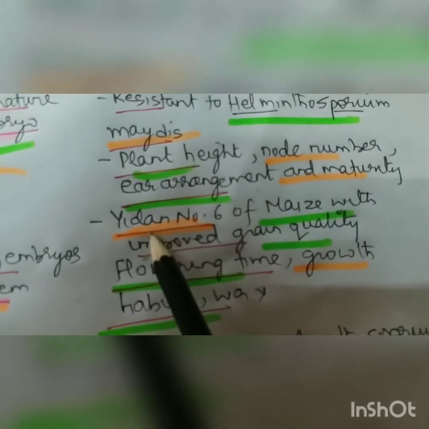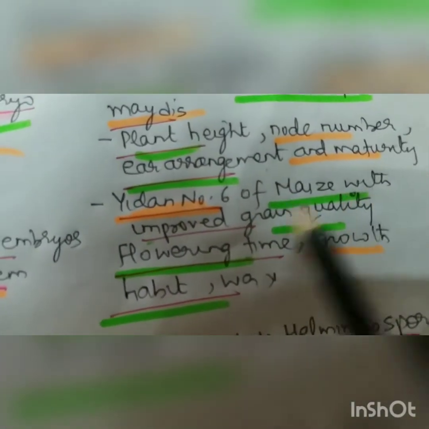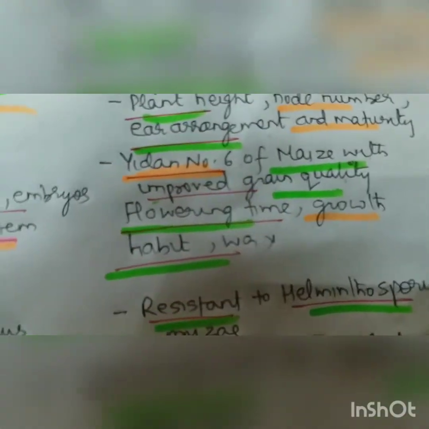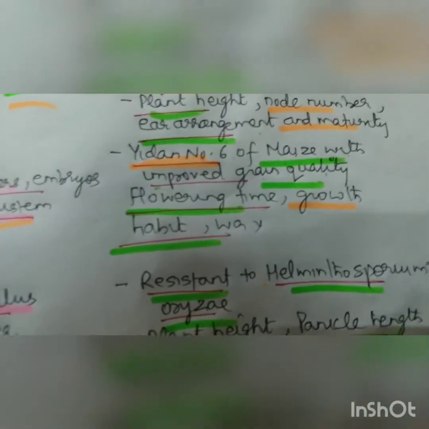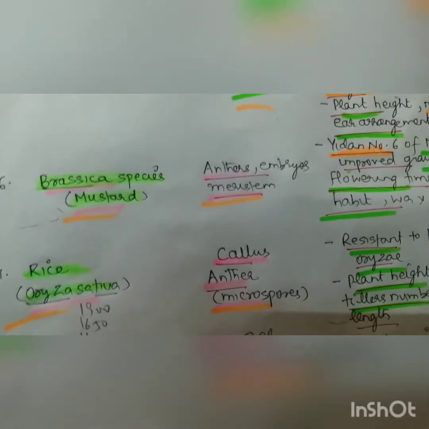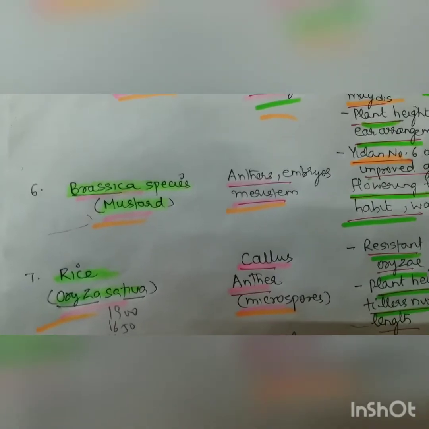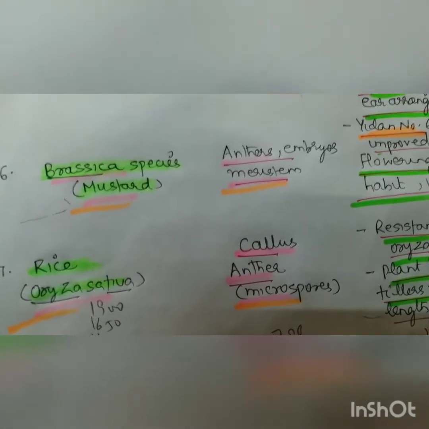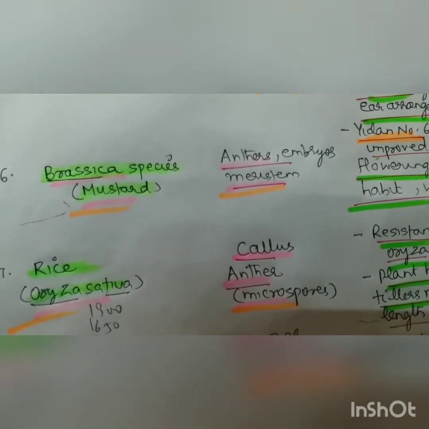And there is Ziddans number 6 of maize with improved grain variety, and it is a very important somaclone which is produced, having excellent grain quality. And this maize is not only taken by humans, it is also taken by hens, and we are dependent upon that food indirectly also, because hens provide a lot of things. Eggs it provides as a rich source of protein.